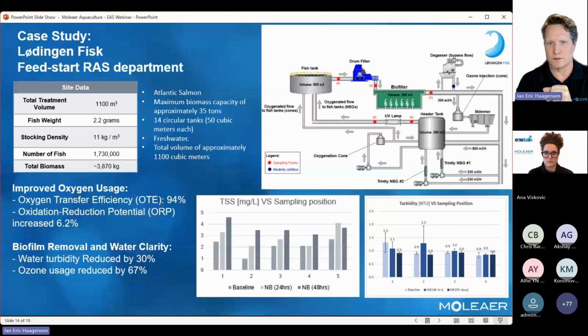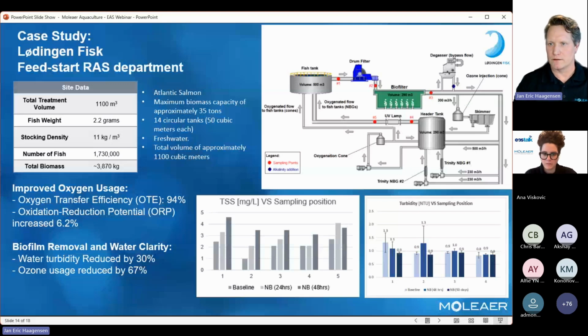So if you're looking at the schematic here, we established some sampling points right after the fish tank, after the drum filter, after the biofilter, and then after the ozone injection and reoxygenation using our nanobubble generator, and then having a sampling point right after the header tank, and then after the UV lamp.